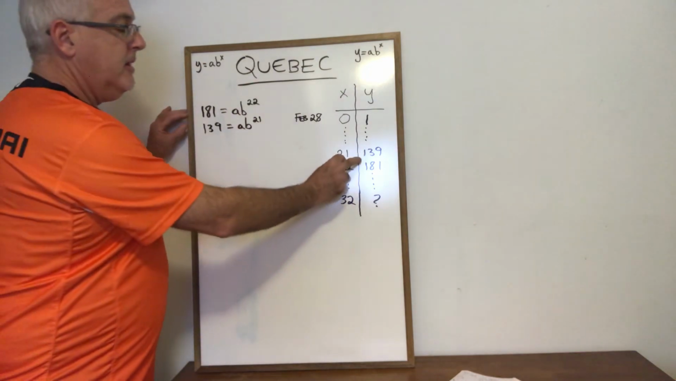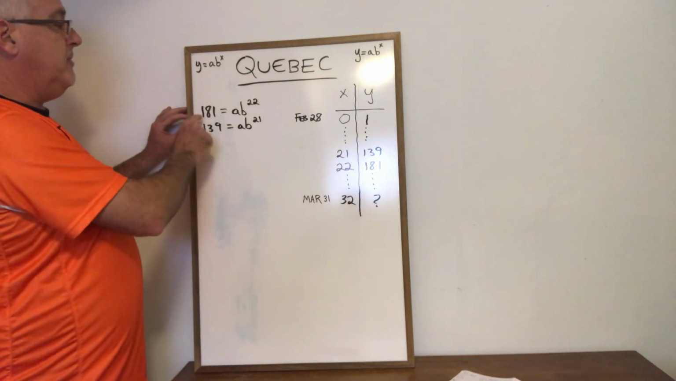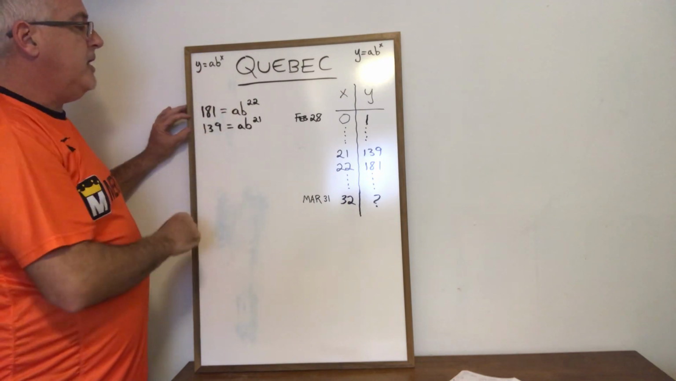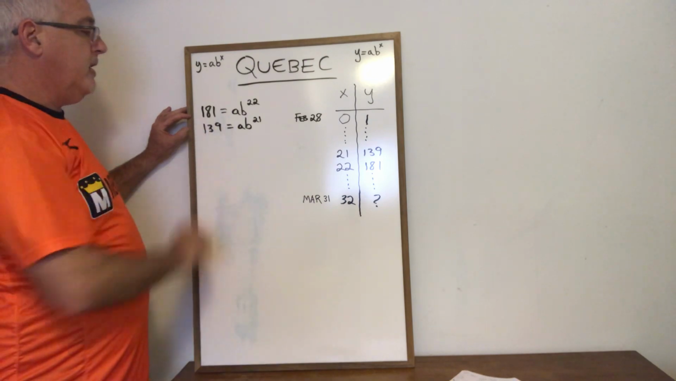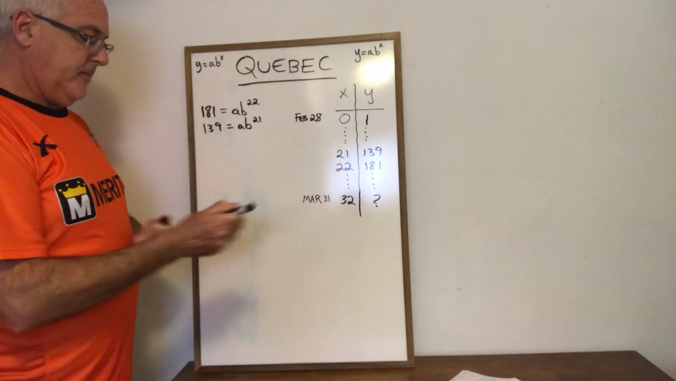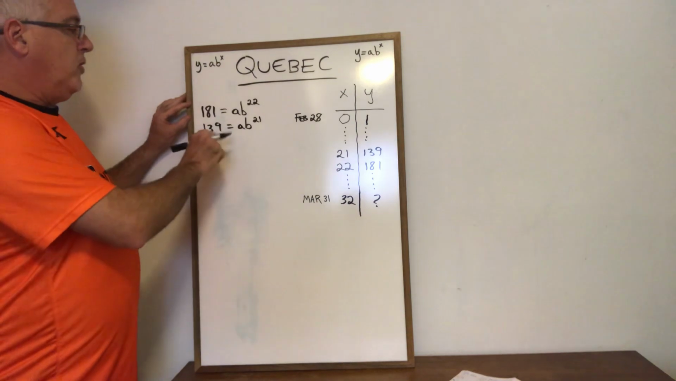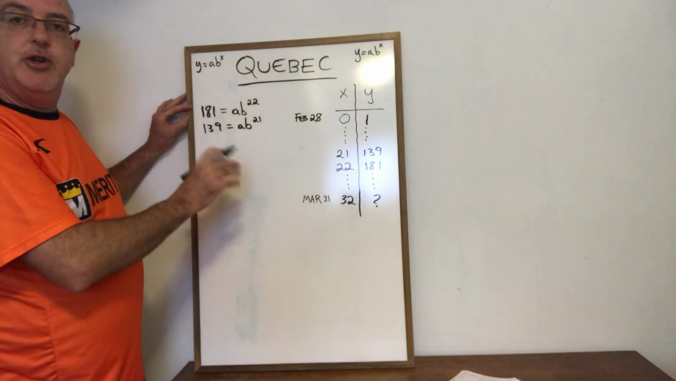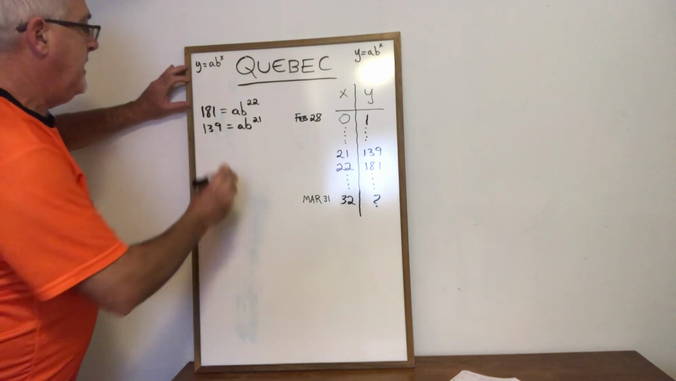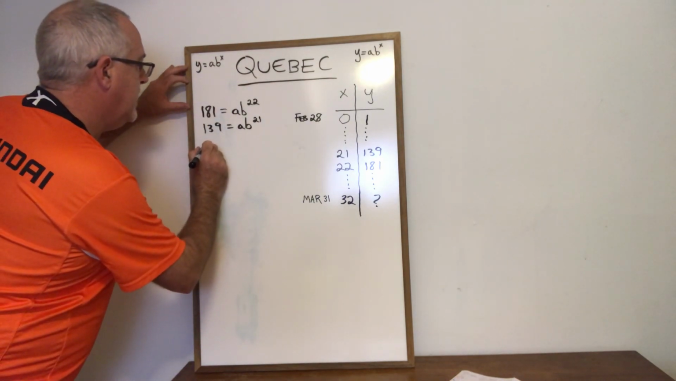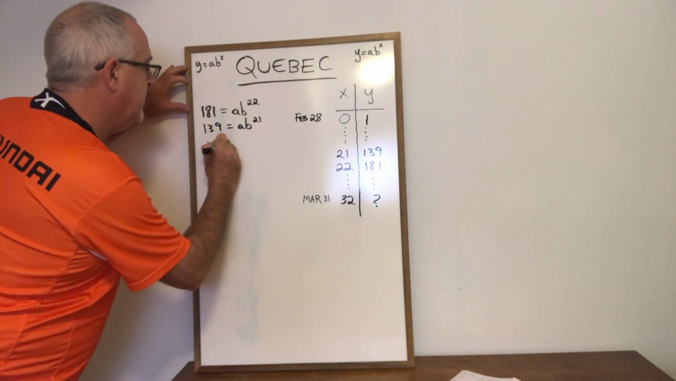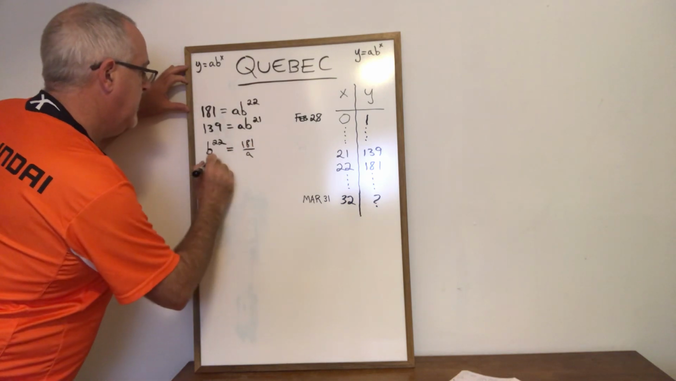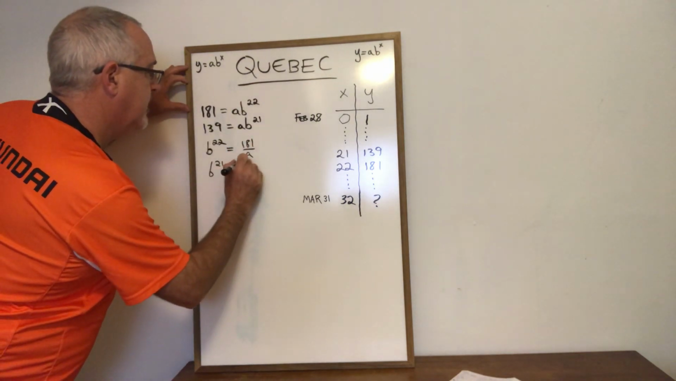I'm able to take these 2 points in the table of values and plug them into the form so that I get these two equations. 181 equals ab to the 22, and 139 equals ab to the 21. Now I'm going to divide these equations so that I can get an estimate, an approximation of my b. The first thing I'm doing is I'm isolating the a in both equations, and I get these.